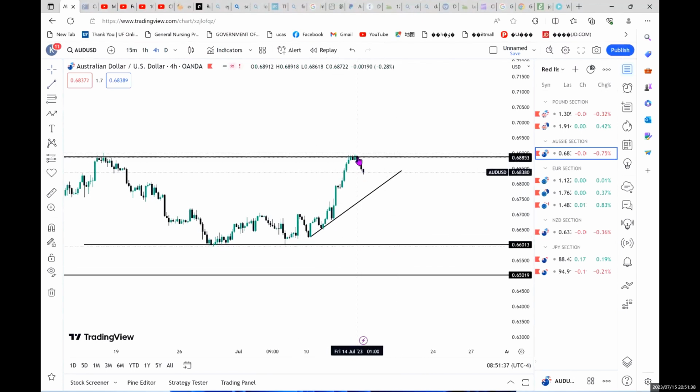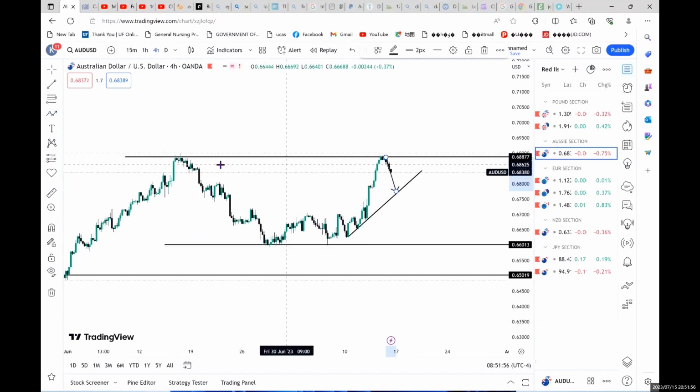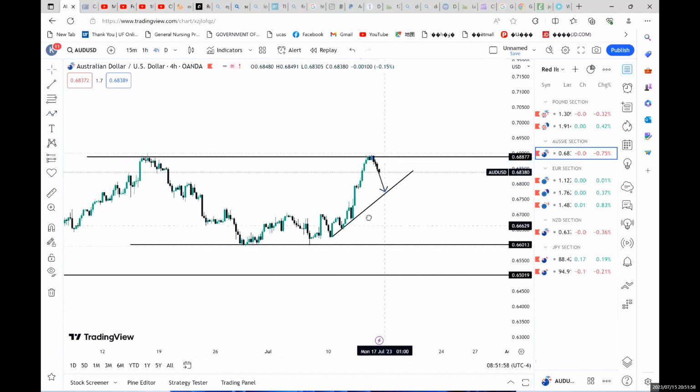So if price could continue back down here to this trend line, at least to this trend line here, and even drop a bit lower down to this level, possibly. All right, but for now I think we're going to target this level here because I'm looking for possible sales on AUD USD since we had that resistance here.